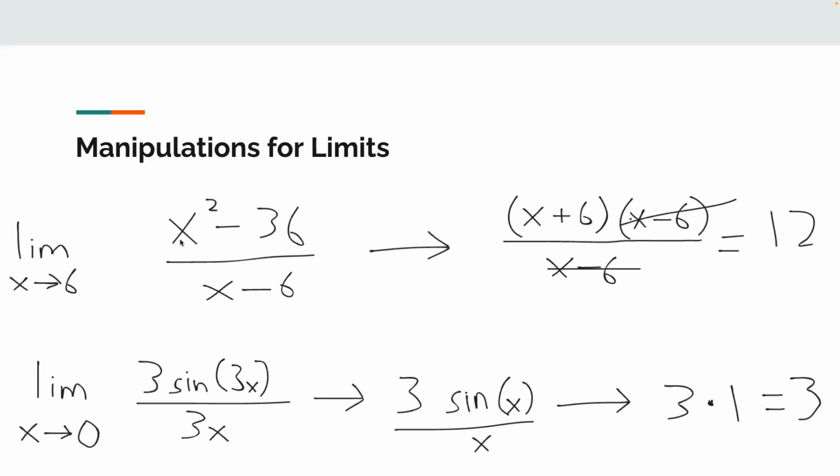For the bottom one, we use the trig identity that the limit of sine of x over x is equal to 1. So for 3 sine of 3x over 3x, we can just replace the 3x with x, because they're the same. So it's just 3 sine of x over x, which is 3 times 1, which is just 3. Initially, we couldn't do this by substitution as x approaches 0 because the denominator would be 0, as shown from the equation.